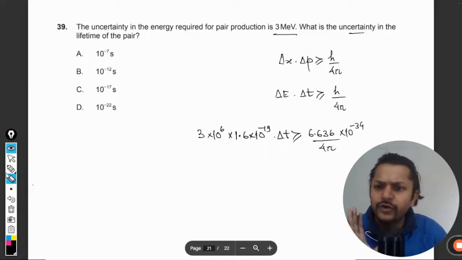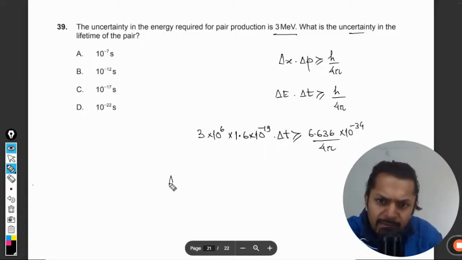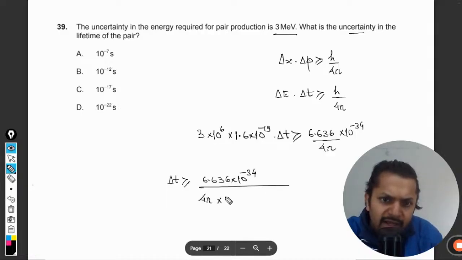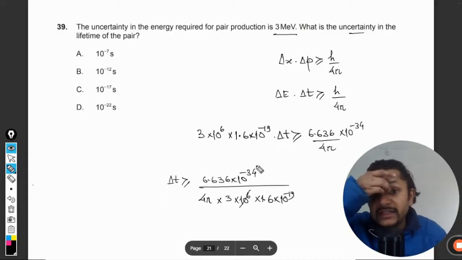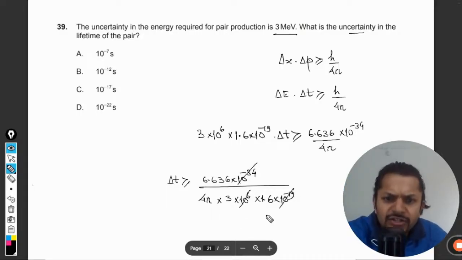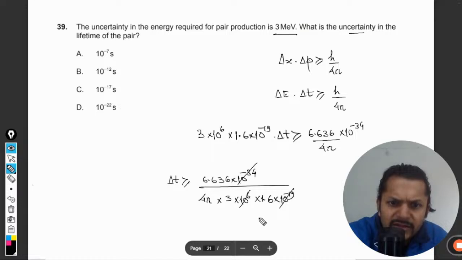So let us go for the complete mathematical calculation. So 6.636 into 10 raised to power negative 34 divided by 4 pi divided by 3 into 10 raised to power 6, 1.6 into 10 to the power negative 19. So this and this we can get rid of.